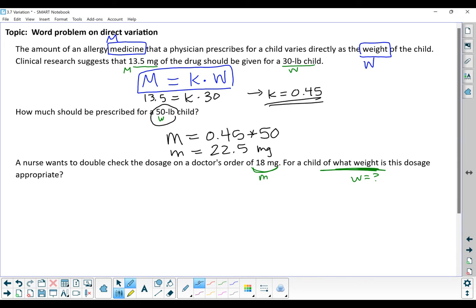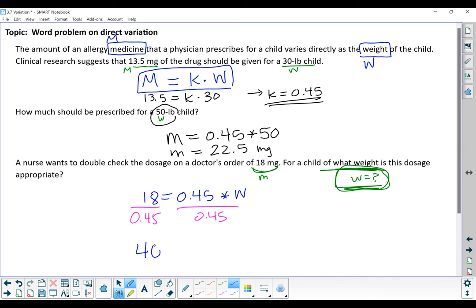So again, we know what the constant is. If we use that equation that's written in blue, we have 18 is equal to my constant K, 0.45, multiplied by W. And in this case, W is what I'm trying to figure out that I don't know. So if I need to solve this for W, I would simply divide both sides of my equation by 0.45, and I get 40 pounds.